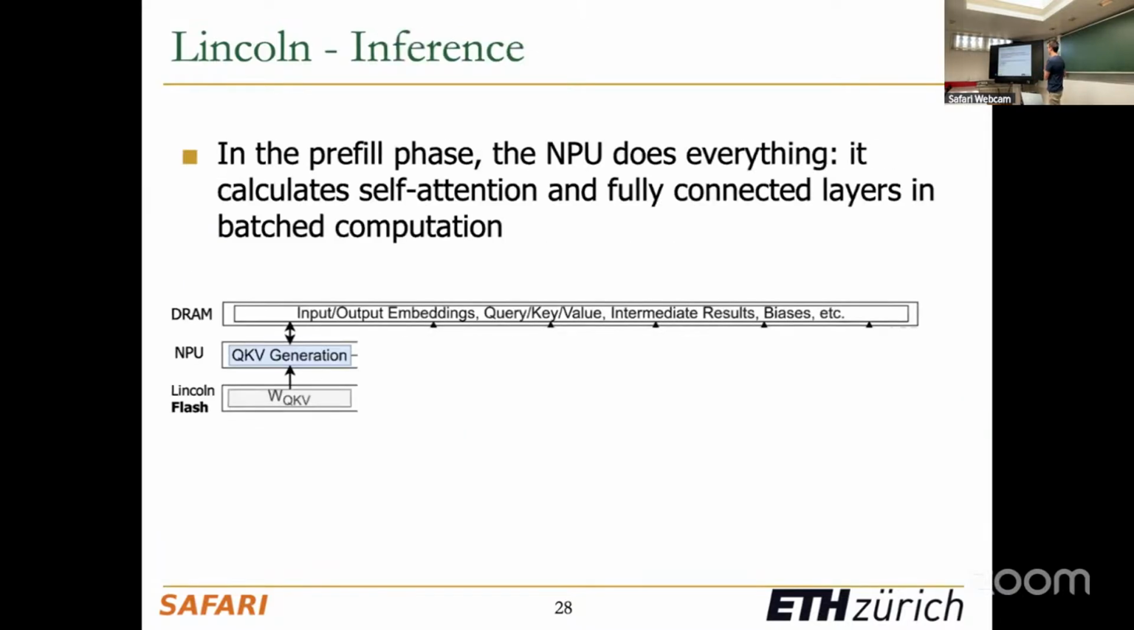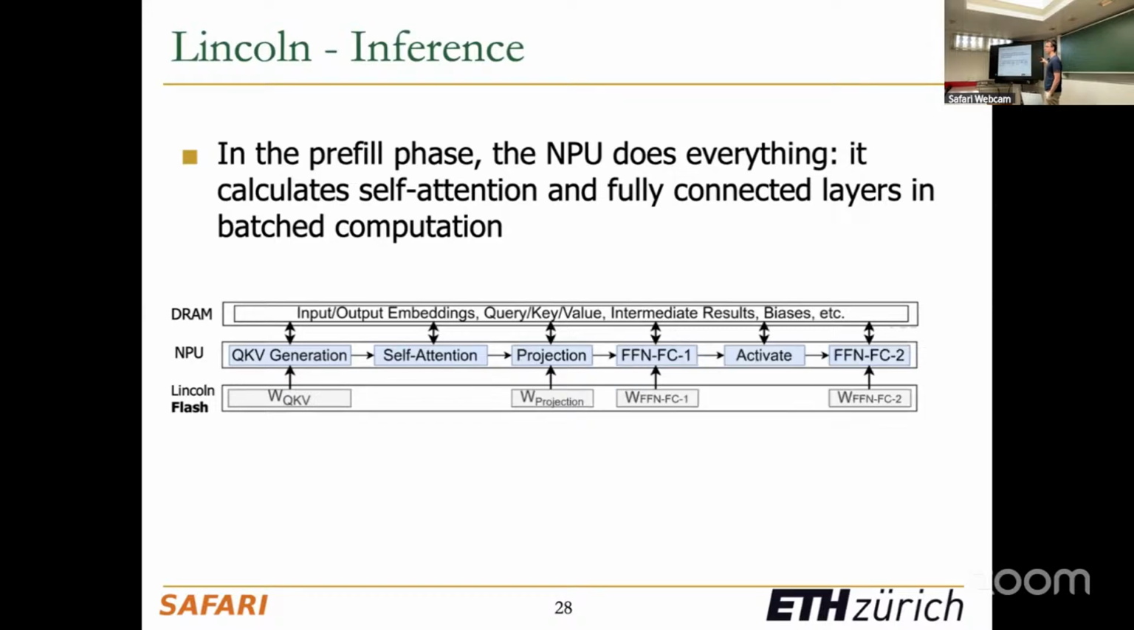Let's go through the inference. In the prefill phase, as I said, it's mostly general matrix multiplication. So we cannot use the FP dot product to calculate the matrix multiplications. So the NPU does everything. It loads the weights from the flash into the NPU. Then it calculates the self-attention projection, and then it also calculates the different fully connected layers.